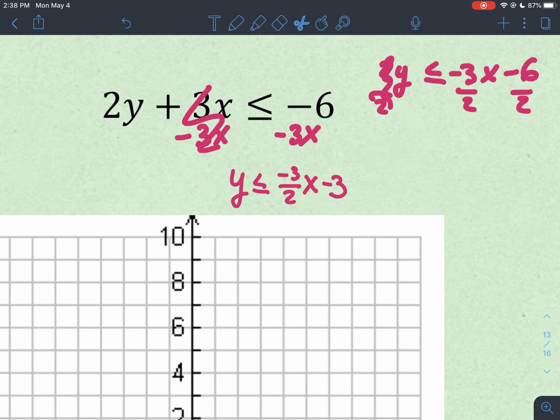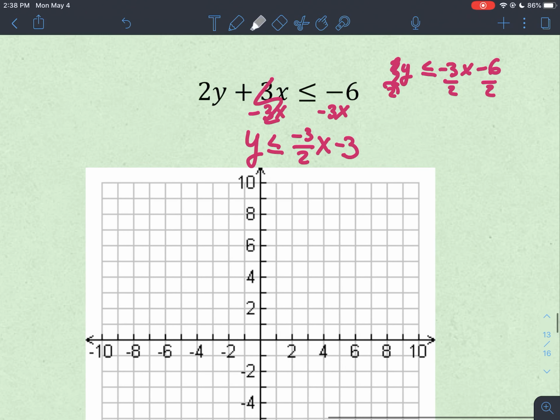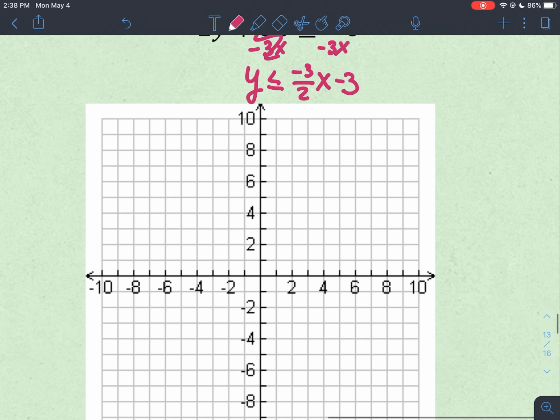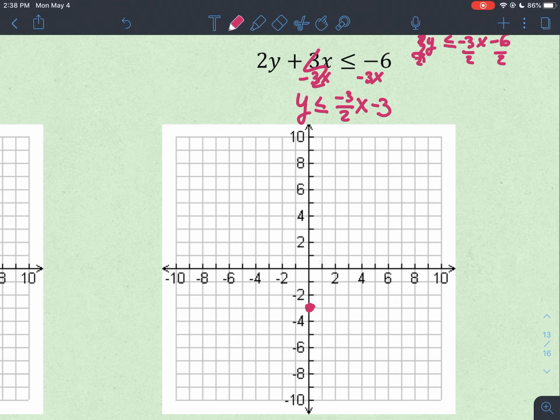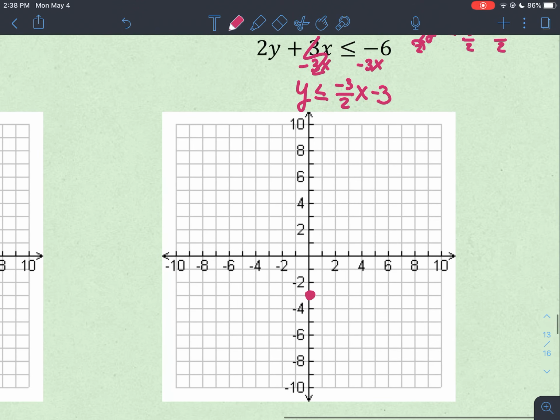So I now have my new linear inequality, and I'm going to go ahead and graph this one, starting with my y-intercept at 0, negative 3. I'm going to use my slope, negative 3 over 2, to navigate. So I'm going to go down 3, 1, 2, 3, and right 2. And I run out of real estate. So I'm going to flip the script. Instead of going down 3 and right 2, I'm going to go up 3 and left 2.